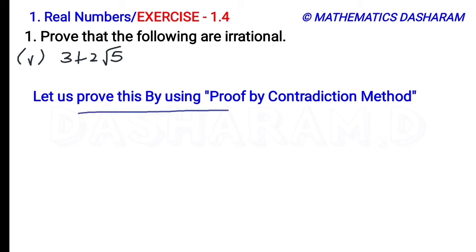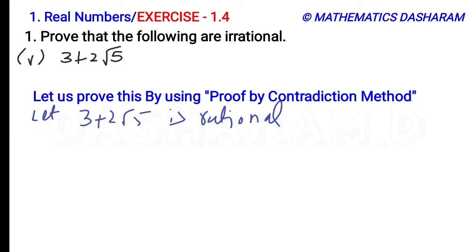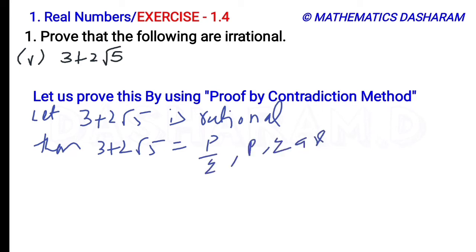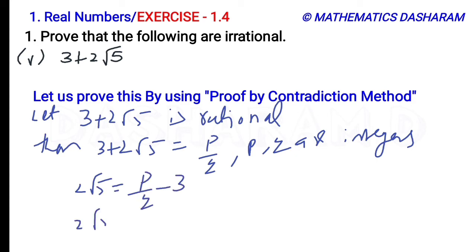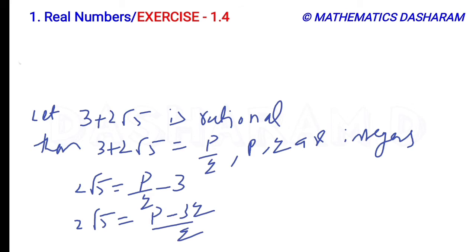Let us prove this by using the proof by contradiction method. So let 3 plus 2 root 5 be a rational number. Then we can write 3 plus 2 root 5 in the form of a fraction, p by q, where p, q are integers. Here we have only one square root, so there is no need of squaring on both sides. p by q minus 3. So 2 root 5 equals (p minus 3q) divided by q. Now 2 is transposed to the other side, so root 5 equals (p minus 3q) divided by 2q.